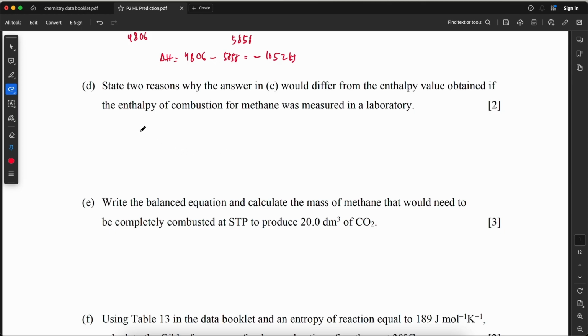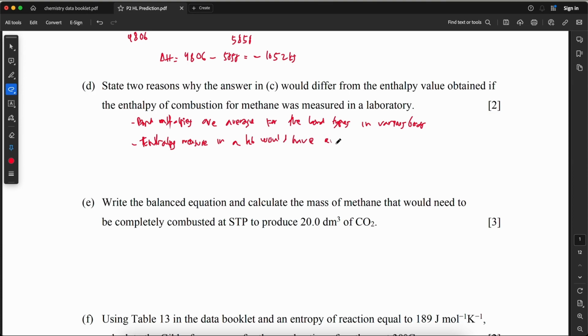State 2 reasons why the answer in C would differ from the enthalpy value obtained if the enthalpy of combustion for methane was measured in a laboratory. Because bond enthalpies are averages for the bond types in various molecules. And the second reason is the enthalpy measured in a lab would have experimental error, for example, heat loss to the surroundings, right?